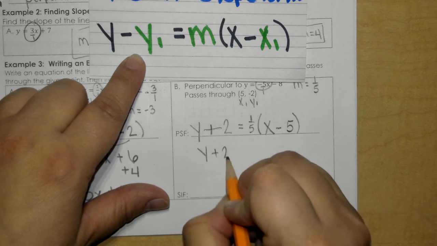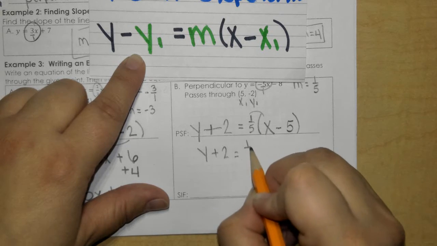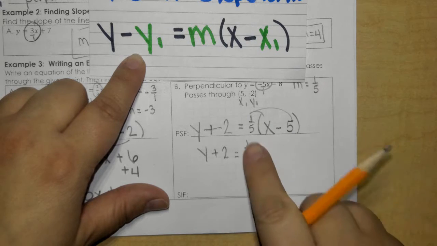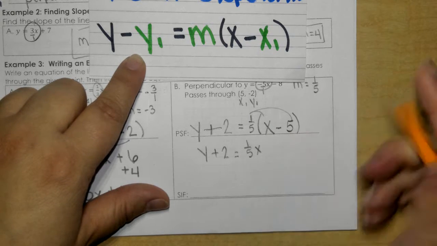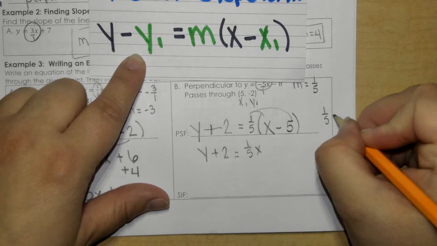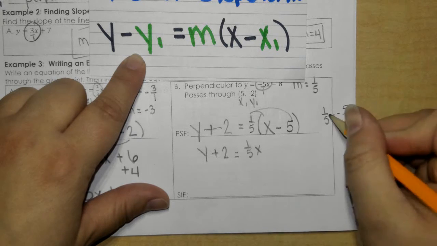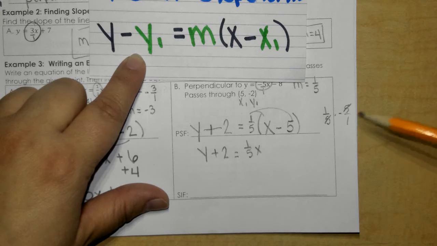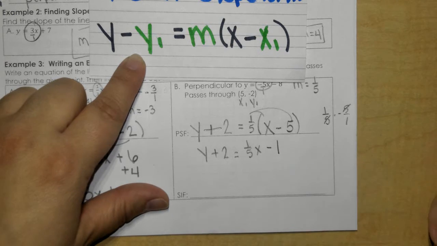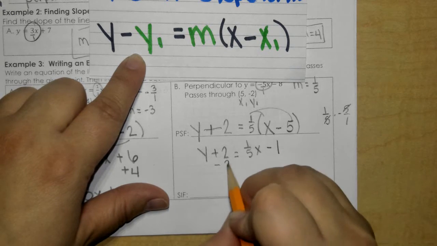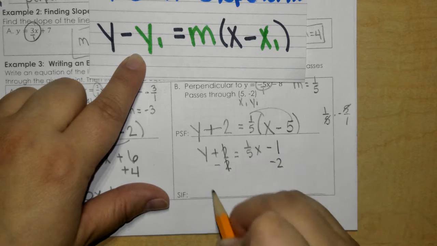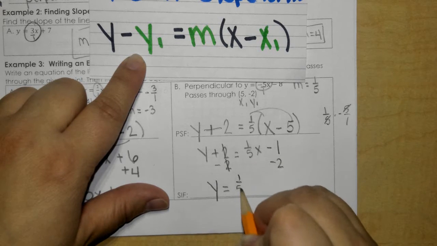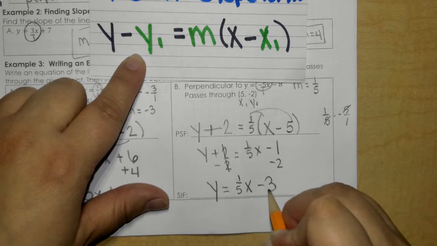So we would distribute our 1/5, and in here when we multiply 1/5 times -5, that is like canceling out the 5's here, so you're left with 1 over -1, which is just -1. Then if I subtract 2, we get 1/5 x minus 3.